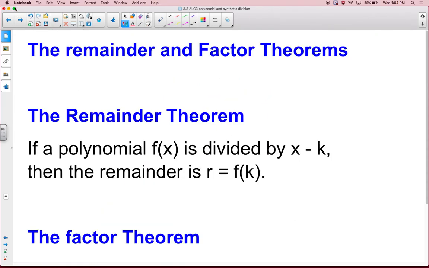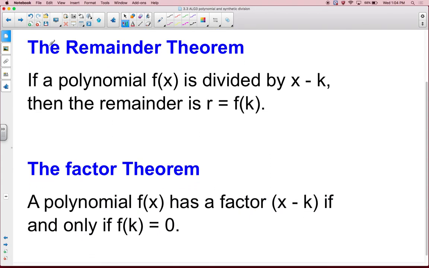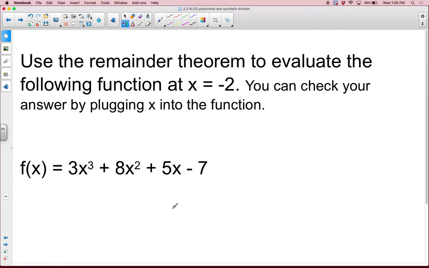Okay, the remainder and the factor theorems, we kind of talked about them already. The remainder theorem: once you divide, the remainder is going to be the last term. Whatever you plug in here, your k, that will be your remainder, which will also be giving you a point. So therefore, you'll have the point (k, r), whatever the remainder is. The factor theorem is saying that a polynomial f of x has a factor if the remainder is 0. That's what the factor theorem is telling you.